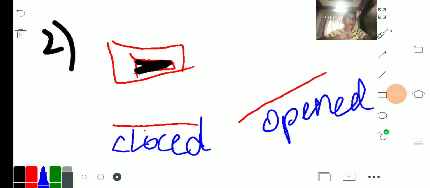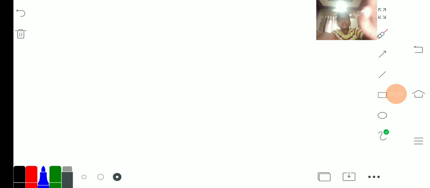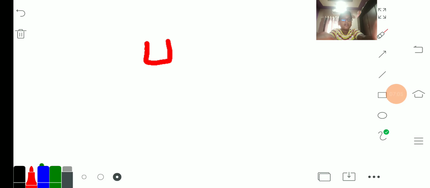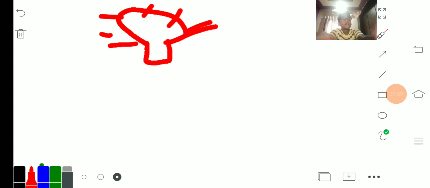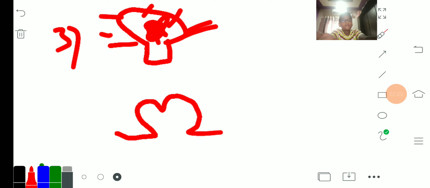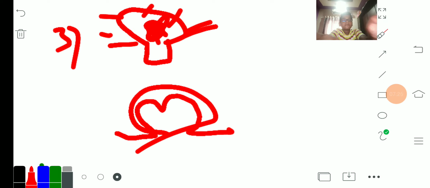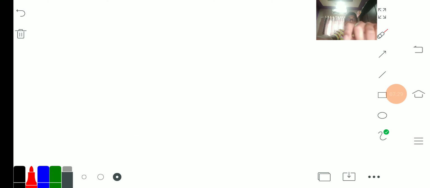Now we will see the symbol of the bulb. The bulb is basically drawn like this, glowing, but as a symbol it is indicated like this. Okay, now the symbols are over. Now I am going to say some full forms of electricity that you should know.